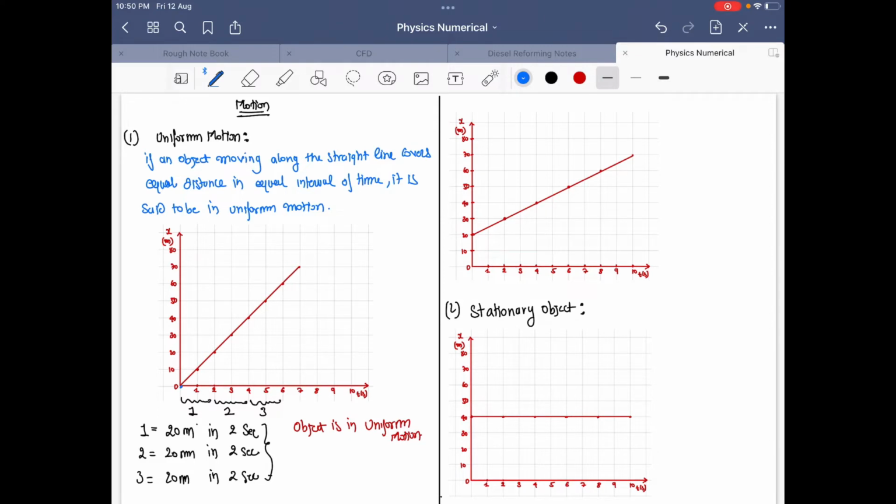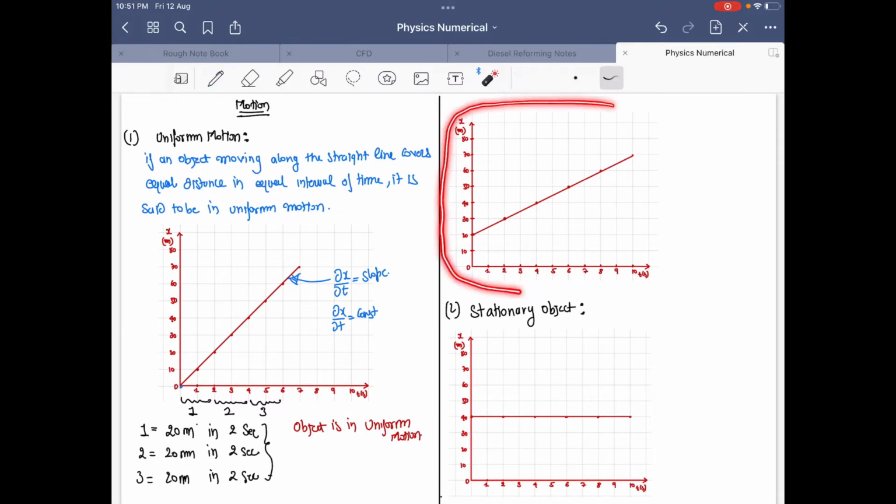You will see the slope of this line. What is the slope? Slope is dx by dt. This is called the slope. If the slope is constant, meaning dx by dt is equal to a constant, any number, it should be constant. If the slope of the graph is constant, we can say the object is in uniform motion.